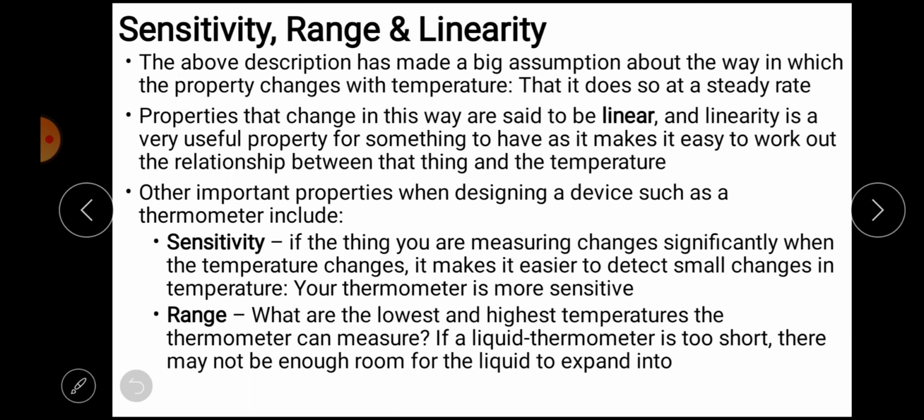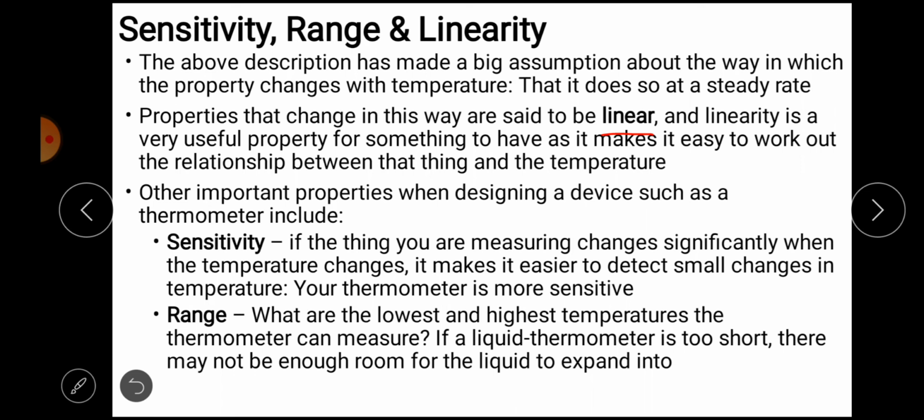The above description has been a big assumption about the way in which the property changes with temperature, that it does so at a steady rate. Properties that change in this way are said to be linear. So when they change at the same rate or a steady rate, we say they are linear. And linearity is a very useful property for something to have, as it makes it easy to work out the relationship between that thing and the temperature.